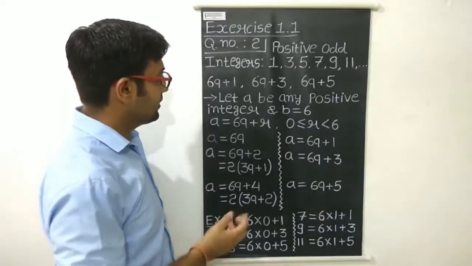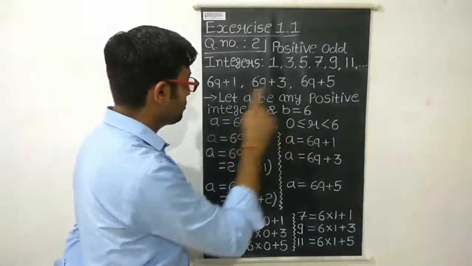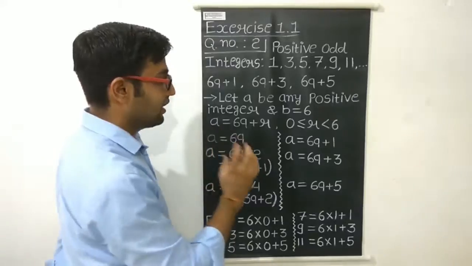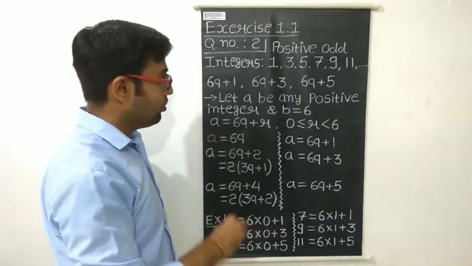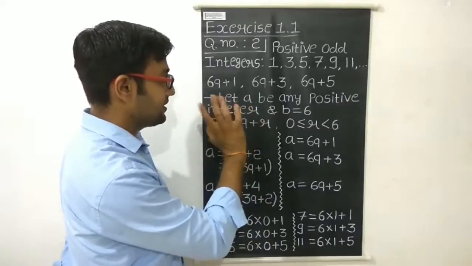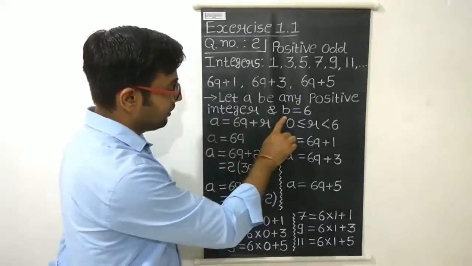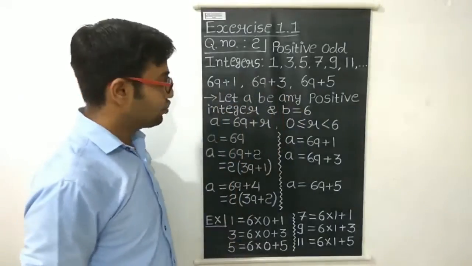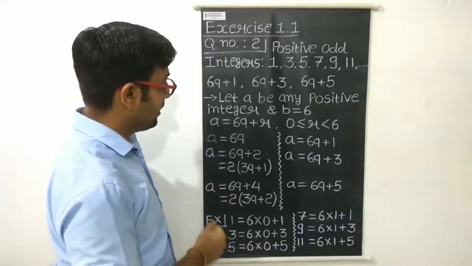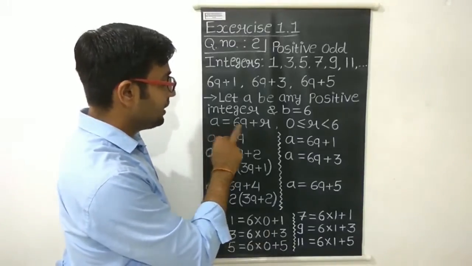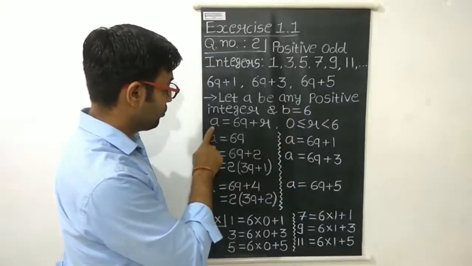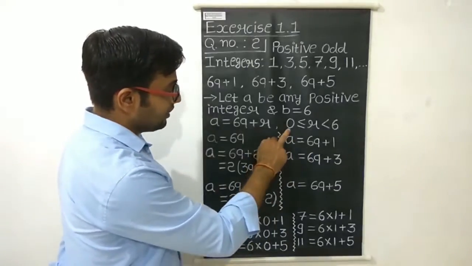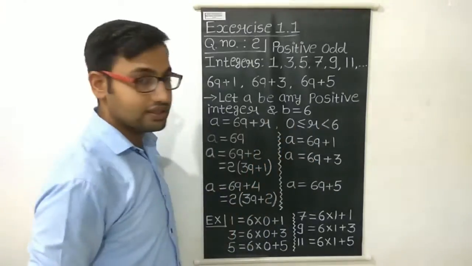Okay? So let's take a as any positive integer. It may be odd or even. Let's take a number that may be an odd or even number. Right? So we take a as a general positive integer, and let's take the value of b equal to 6, because all these are 6. So according to Euclid's division lemma, we can write a is equal to bq plus r, and the value of b is 6. So a is equal to 6q plus r. And what is the value of r? r is 0 less than or equal to r less than 6.